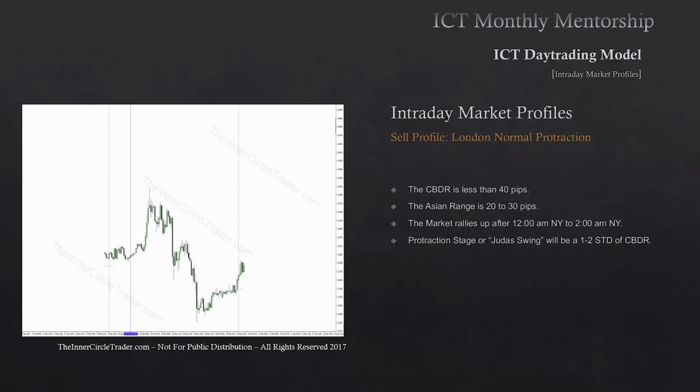As an example, this is what it would look like. As you can see here, we have a small consolidation, Asian range, and immediately after the midnight time frame, price goes straight up, and then from there creates the high of the day and trades down. The protractionary stage is seen here immediately after that midnight candle.